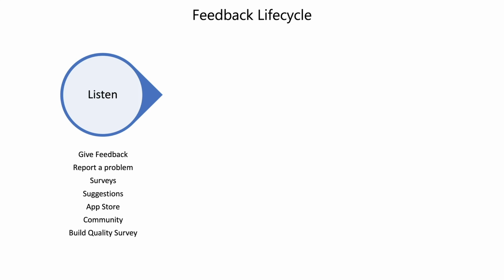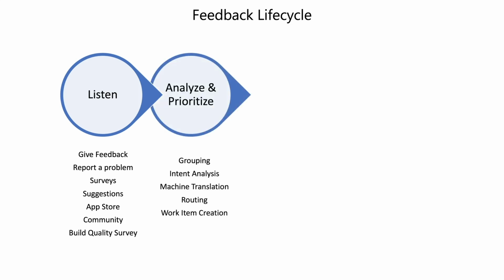Once we finish the listen phase, the next phase is analyze and prioritize. So we do things like grouping, intent analysis, machine translation, routing to the right teams and the right products, and then finally getting it on backlogs and doing planning and work item creation for the various things that we're hearing in the signals from the user.